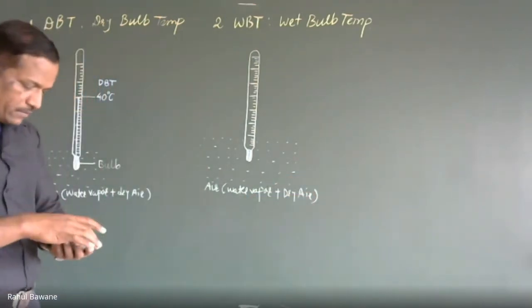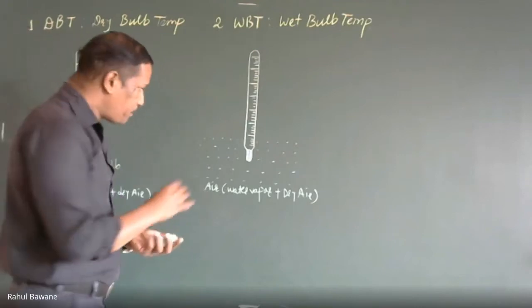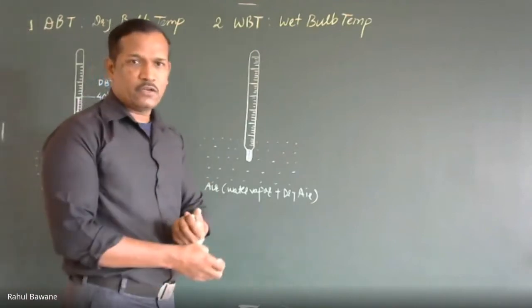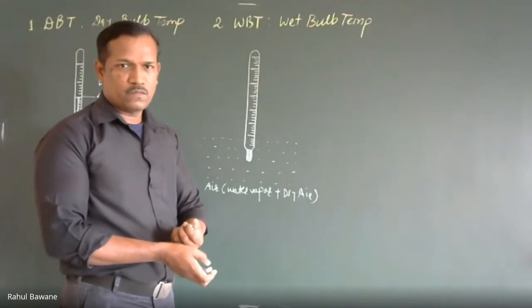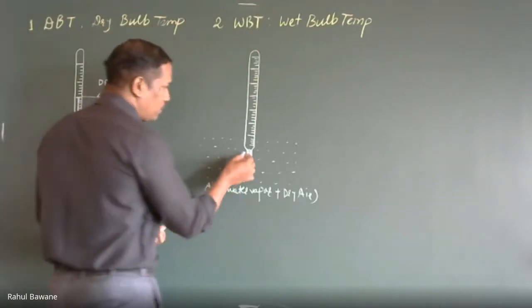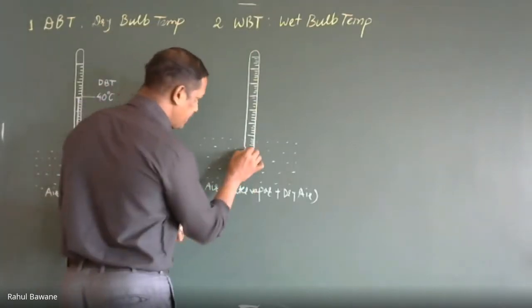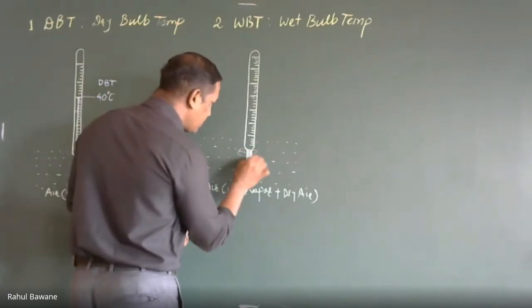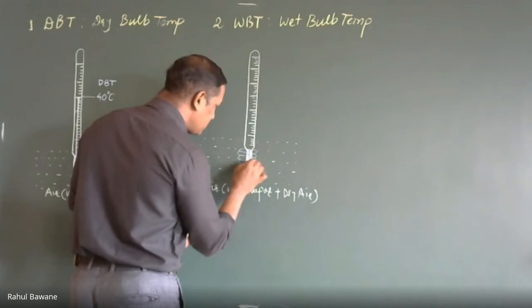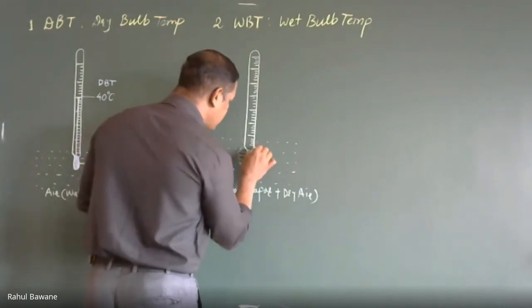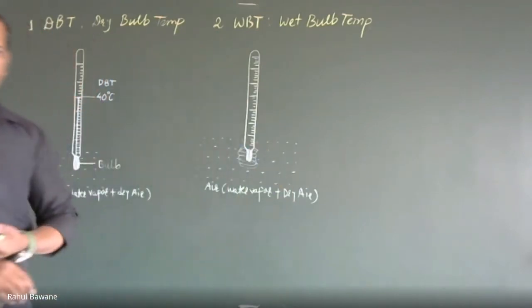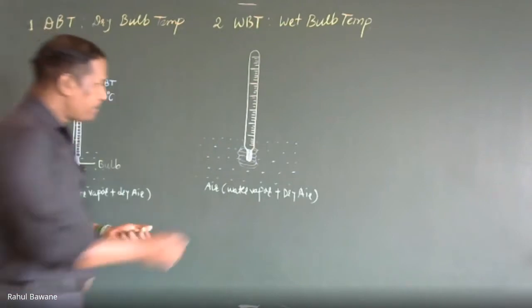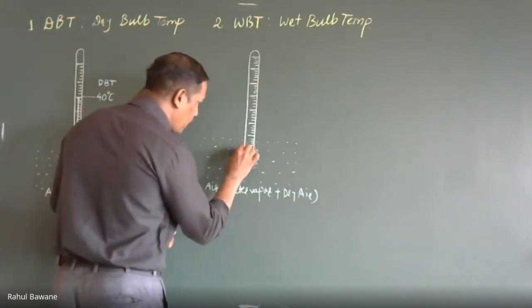Now imagine I provide a wet cloth. Suppose a wet cotton cloth is taken, and this wet cotton is wrapped on this bulb. So I provide a wet cloth.